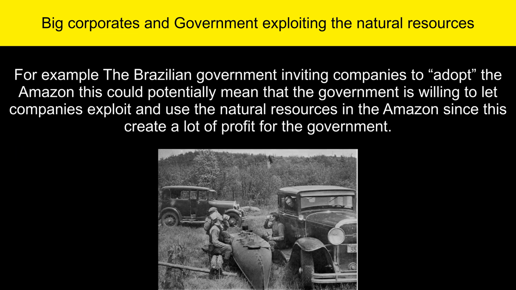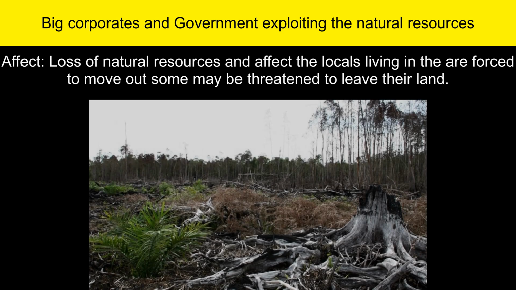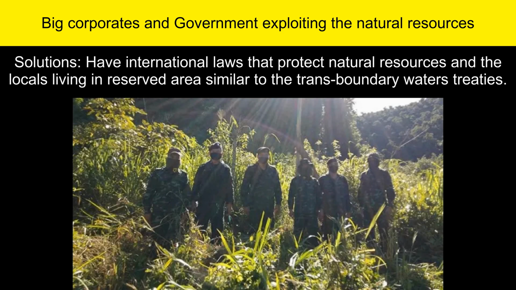For example, the Brazilian government inviting companies to adopt the Amazon. This could potentially mean that government is willing to let companies exploit and use the natural resources in the Amazon, since this creates a lot of profit for the government. Effect. Loss of natural resources, and the locals living in the area are forced to move out. Some may be threatened to leave their land. Solutions. Have international law that protect natural resources and the locals living in reserved areas, similar to the transboundary water treaties.